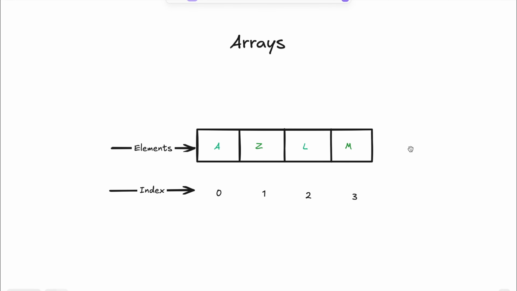Arrays are one of the most basic data structures in computer science. It is a sequential data structure. This means that the data is stored adjacent to one another in computer's memory. This is also known as contiguous memory allocation.